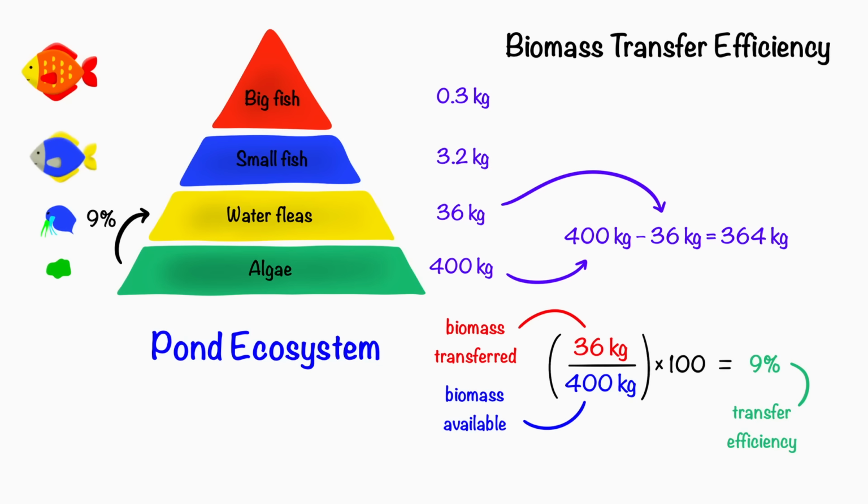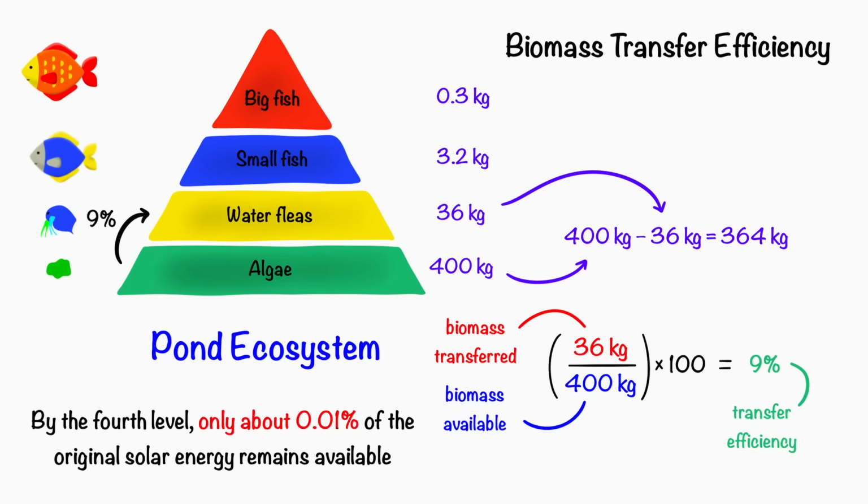These low efficiencies explain fundamental ecological patterns. Food chains rarely exceed four levels because insufficient energy remains to support additional trophic levels. By the fourth level, only about 0.01% of the original solar energy remains available. This also explains why organism numbers generally decrease at higher trophic levels.